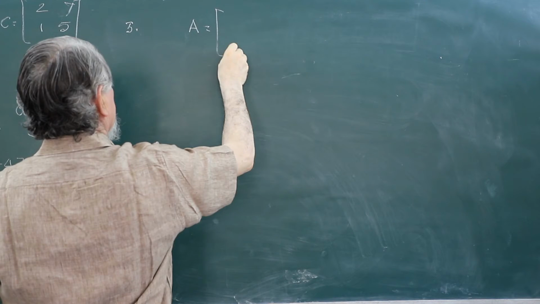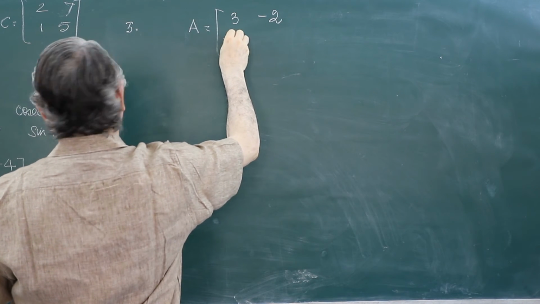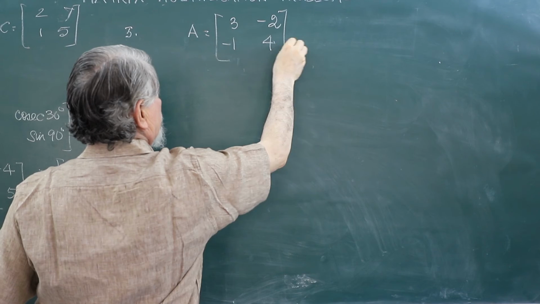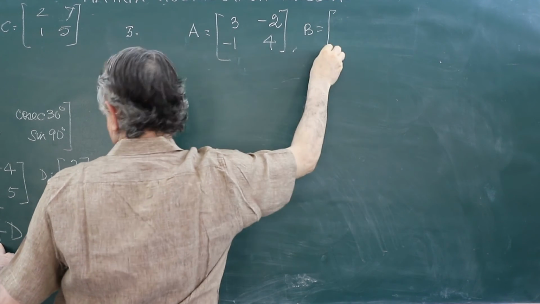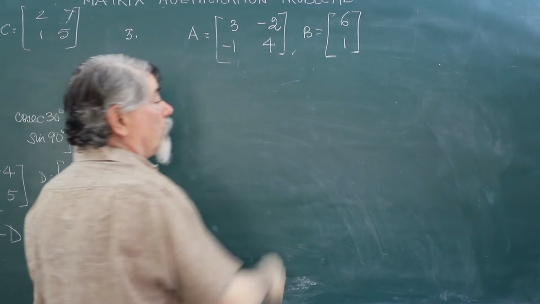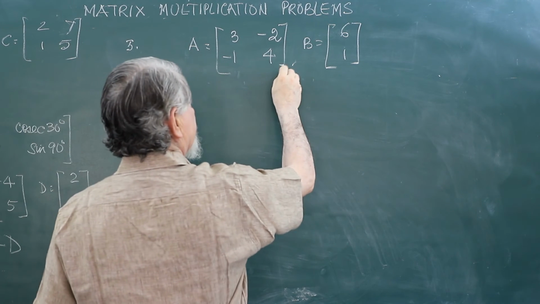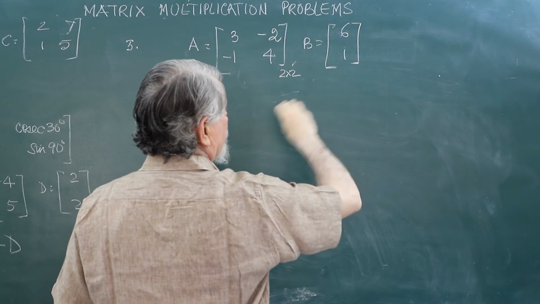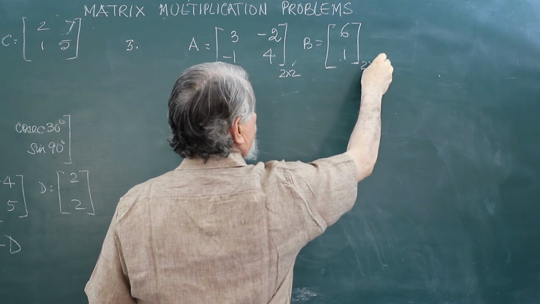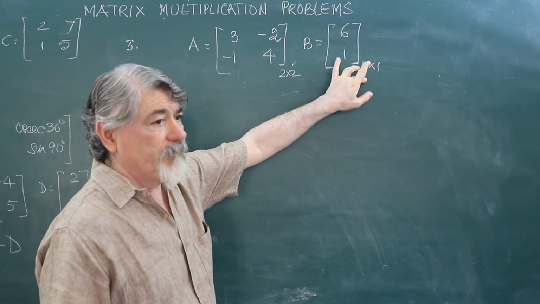A is 3, minus 2, minus 1, 4. And B is 6 and 1. Now these matrices are not of the same order. So we'll have to first of all see whether multiplication A into B is possible or not. The order of this matrix is 2 into 2, number of rows into number of columns, and this one is 2 into 1. This is the order of the matrix here, and this is the order of the matrix here.